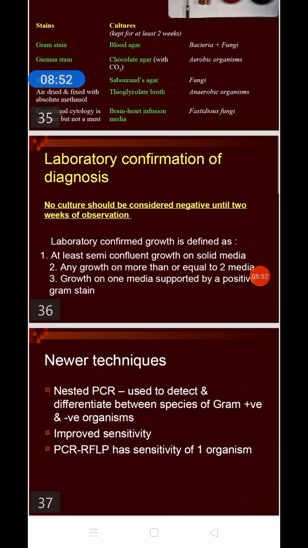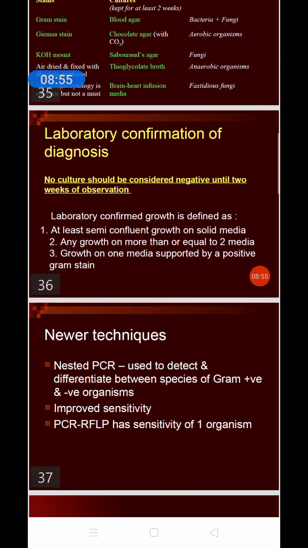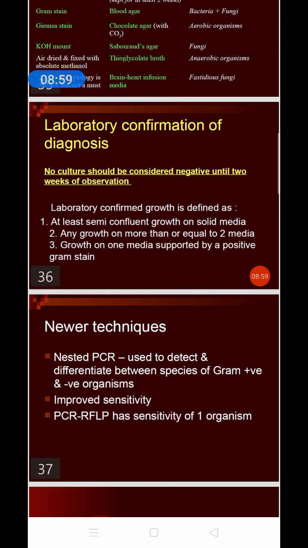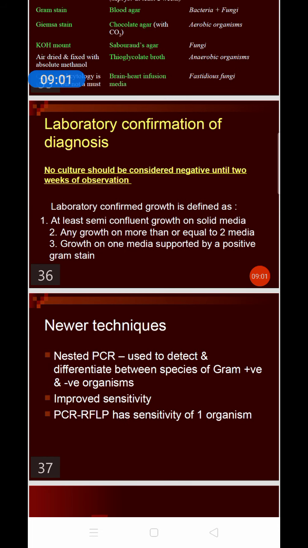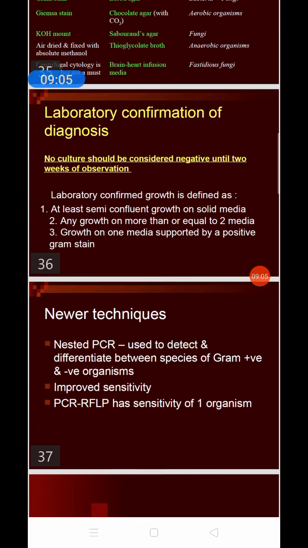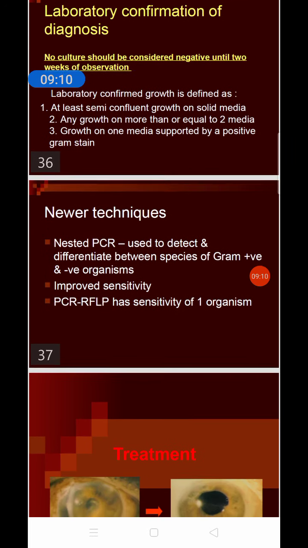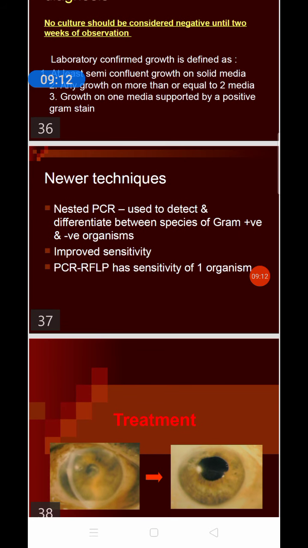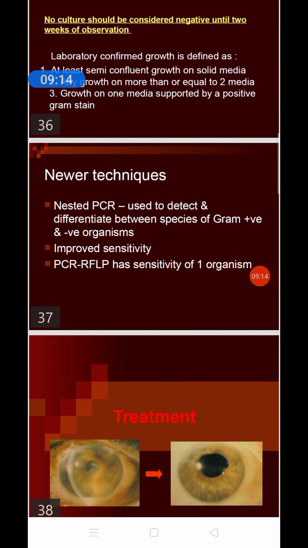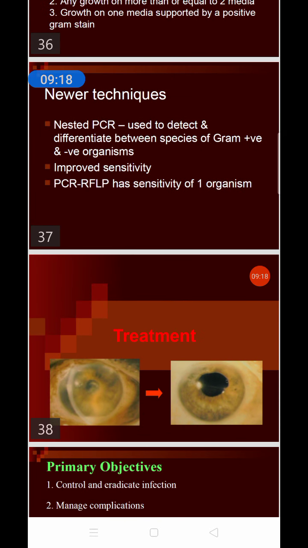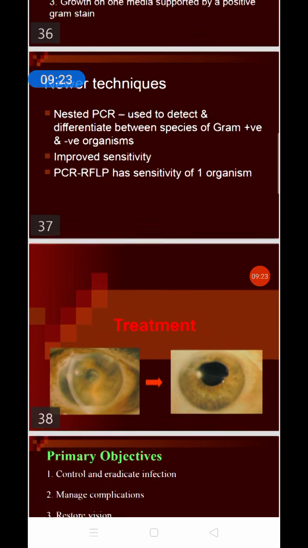Laboratory confirmation of the diagnosis. At least semi-confluent growth on solid media. Any growth on two or more media. Growth on one media supported by a positive Gram stain. A newer technique, nested PCR, is used to detect and differentiate between the species of gram-positive and gram-negative organisms, and improves sensitivity. PCR-RFLP also improves sensitivity for detecting the organism.